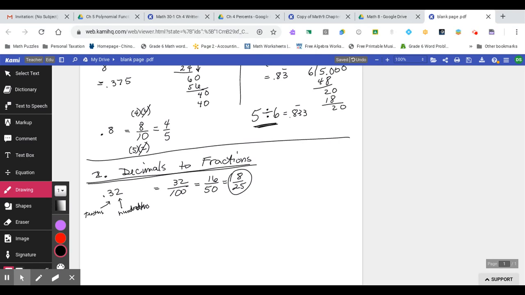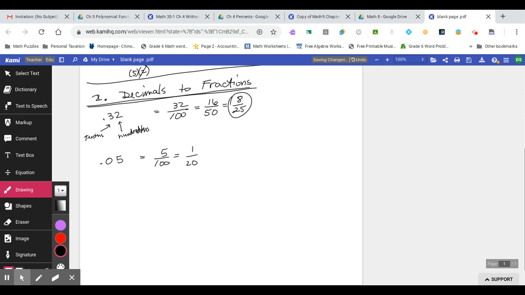Let's pick another one. What if it was 0.05? Well, 0.05. Remember tenths and hundredths. So since our 5 is in the hundredths, we have to say that's 5 over 100. And 5 does go into 100. It goes into itself once and goes into 100 twenty times. One more example, a little bit harder.